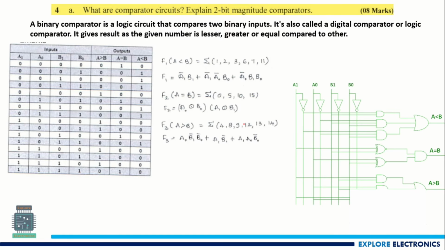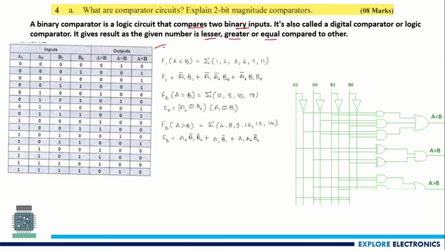What are comparator circuits? And explain the 2-bit magnitude comparator. A comparator is a logic circuit that compares two binary inputs. If two binary numbers are given, they will be compared, and the result says whether one is lesser, greater, or equal compared to the other number.